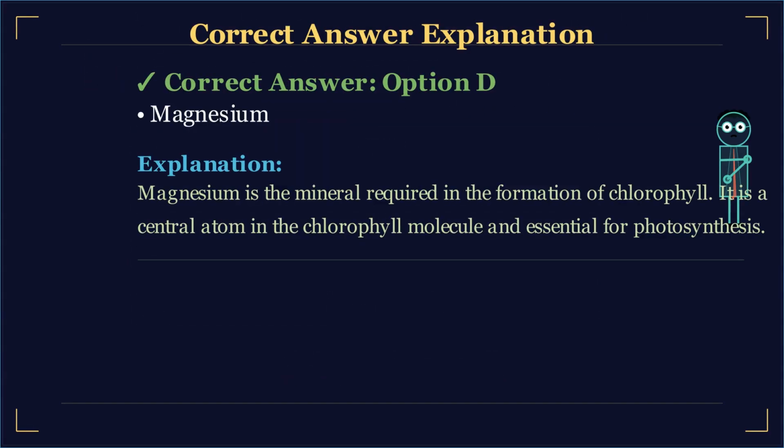Here's the explanation for the correct answer. Magnesium is the mineral required in the formation of chlorophyll. It is a central atom in the chlorophyll molecule and essential for photosynthesis.